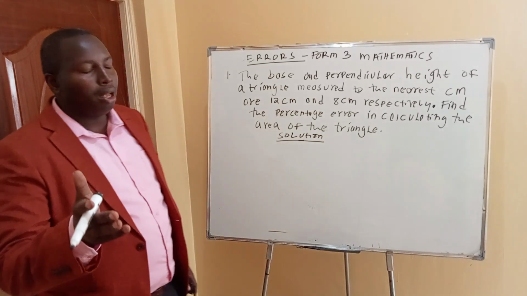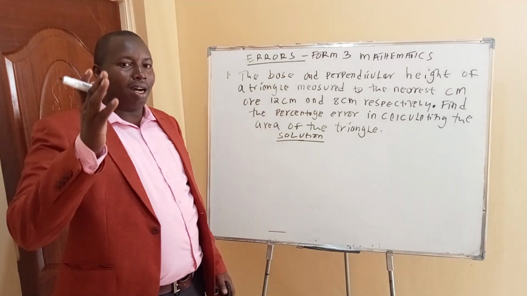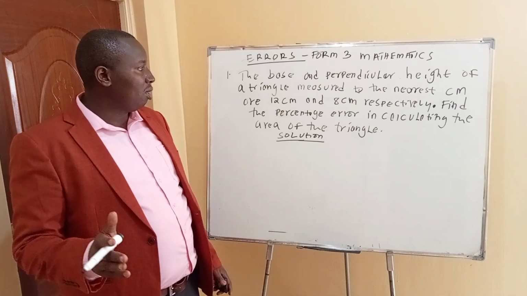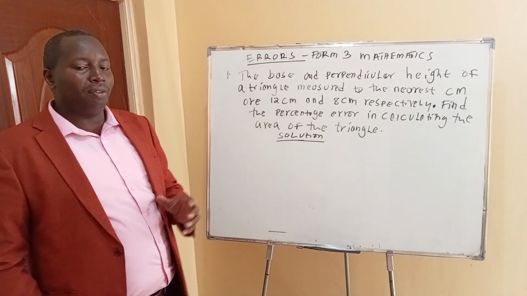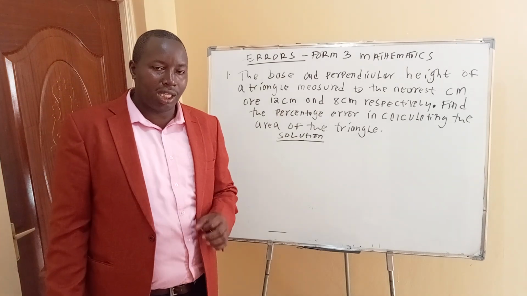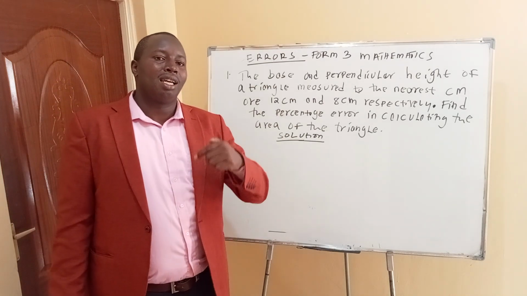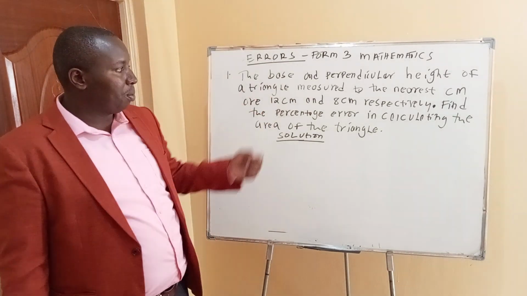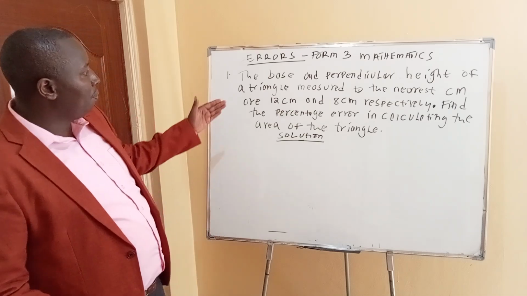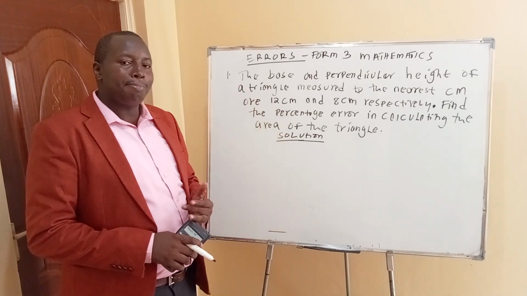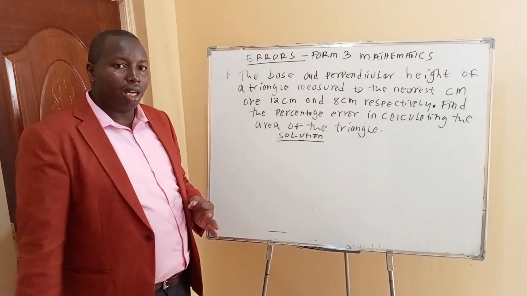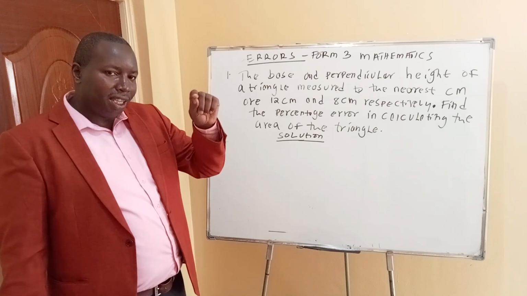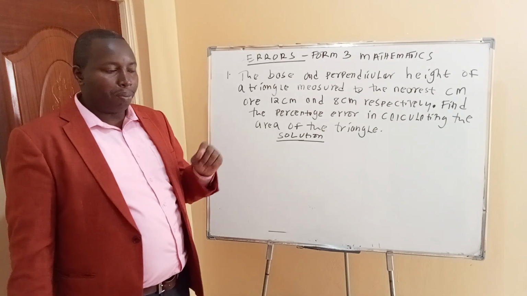On today's lesson, we are going to cover errors and approximation. That is Form 3 mathematics, and we are going to cover the part on propagation of errors, that is on multiplication of errors. The first question we are going to cover on multiplication of errors. Here we'll cover absolute error, relative error, and percentage error. How to find the three: absolute, relative, and percentage error.